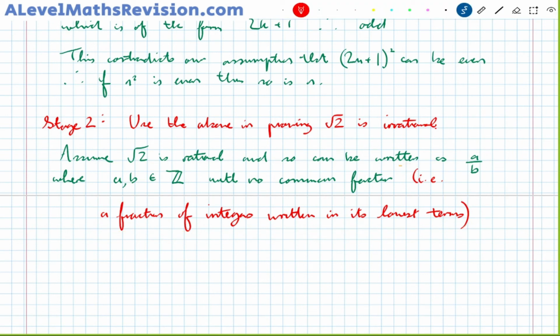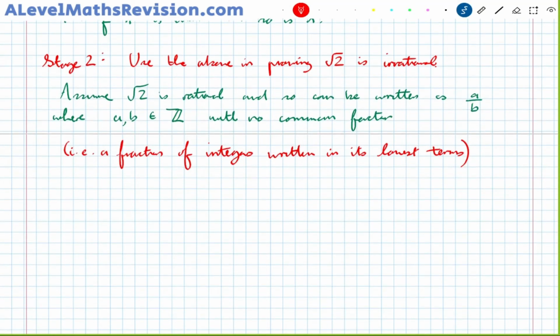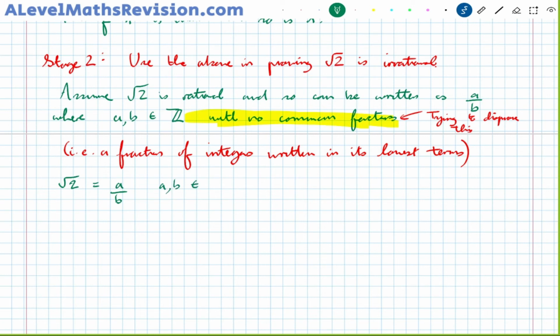Tidy that up a little bit. Okay, so we're going to do some maths now to try and prove that that statement is nonsense. But here, what we're trying to disprove is this bit here, the no common factors part. And as I say, this is just a proof that you've got to learn. So we're assuming root 2 can be written as a over b, where a and b are integers.